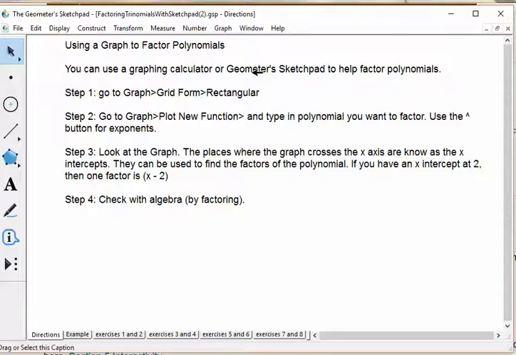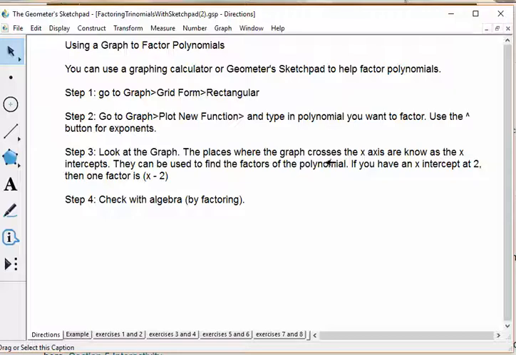We can actually graph those equations and see where they cross the x-axis to help us figure out what the factors would be. So in order to do that, we can go to Graph, Plot New Functions, and type in what we want to factor. We use this little caret button for exponents. I'll show you that. And then we're going to look at the graph that we get.